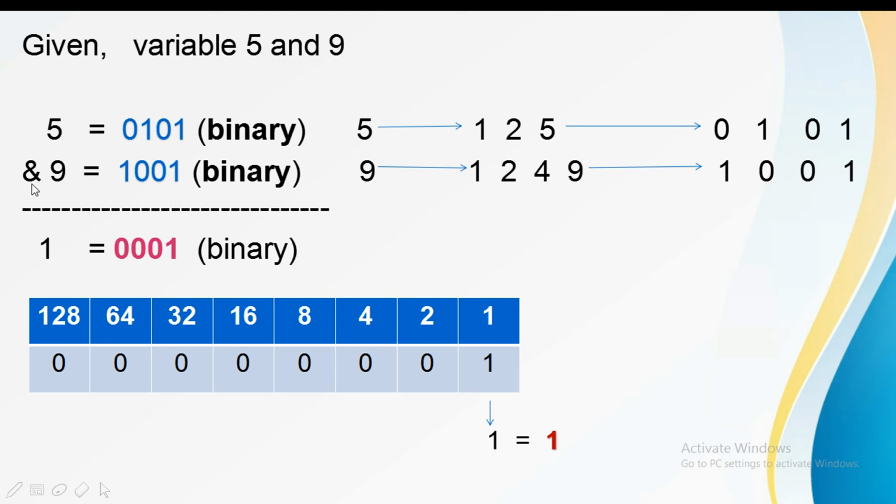Now hapa tumepatiwa logical AND. So with logical AND, for the answer to be 1, both the operands have to be 1. So we have 5 and 9. So these are binary numbers. Both of them has to be 1 for the answer to be 1. So 1 and 1, the answer is 1. 0 and 0, the answer is 0. 1 and 0, the answer is 0. 0 and 1, the answer is 0. So our answer is 0001. That is the binary number.